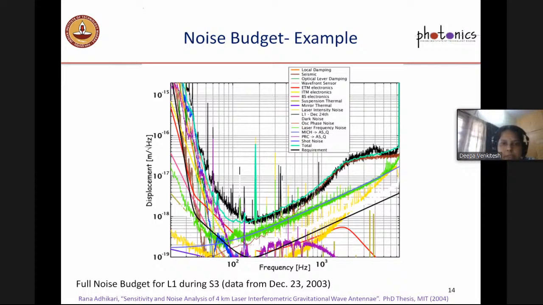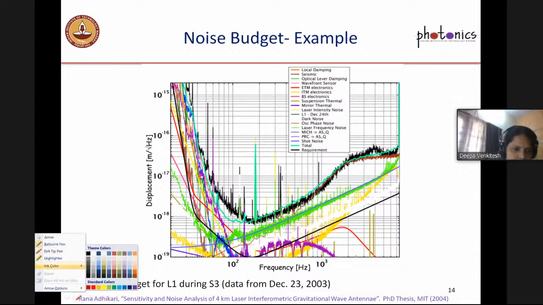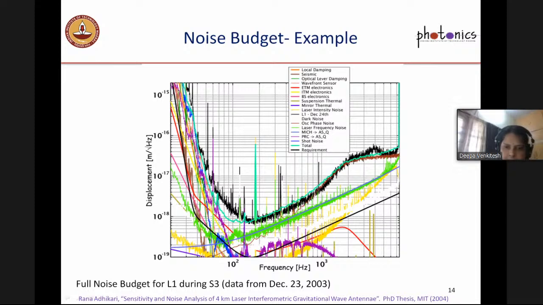The example for a noise budget is something like this. The full noise budget, from a 2003 demonstration in Rana Adhikari's PhD thesis, is here. You see that there are several sources of noise which counter the detection limits of the LIGO laser. Let me use a different color here. This graph itself is colorful. You see here, there is something called laser intensity noise, and then there is something called laser frequency noise, right? So one of these yellow lines is the laser intensity noise.